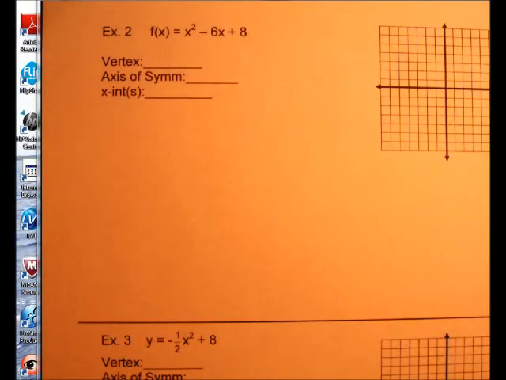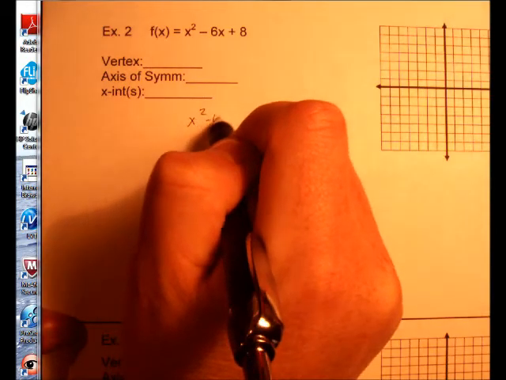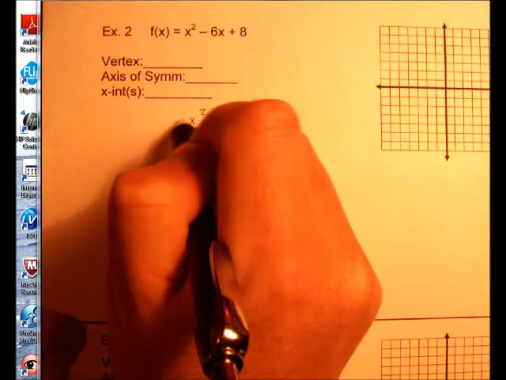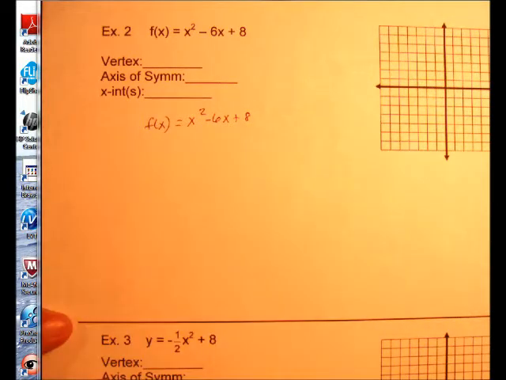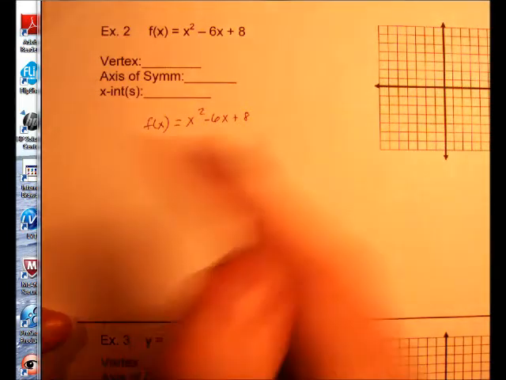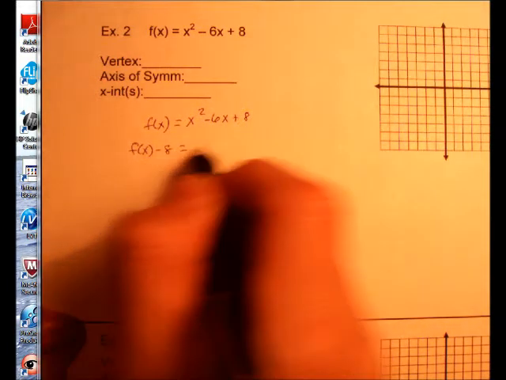Now we're moving on to example number 2. So we have x squared minus 6x plus 8. And I'm just going to do it completing the square way so that we get as much practice as we possibly can with that. I'm going to go ahead and list that out again like that. Now remember, our first thing we want to do is get the 8 to the other side. It makes it easier if we do it this way.